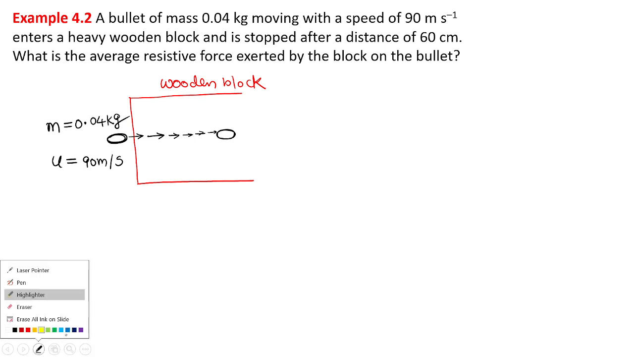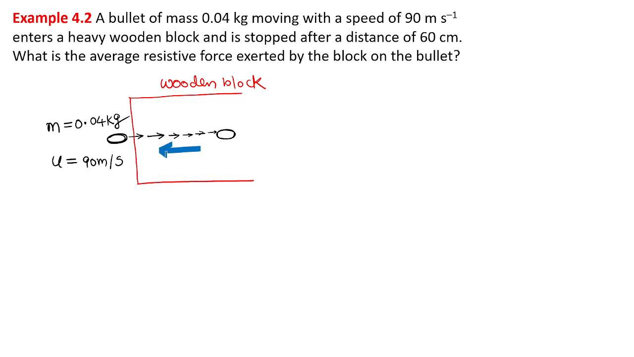The wooden block applies some frictional or resistive force acting on the bullet. As a result, its speed gradually reduces, and finally it stops somewhere. Final velocity is 0. Is that okay? Clear?